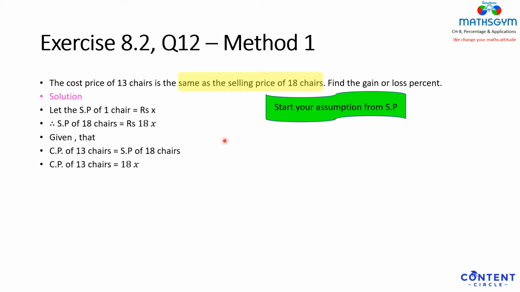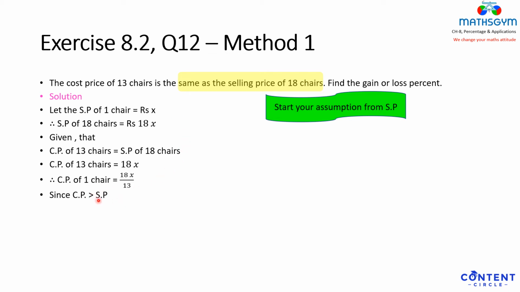Now we can find out the cost price of one chair, which is equal to 18 upon 13 X. We have an option, we can convert this into decimal, but as of now in this method, which is method number 1, let's go with the fraction as it is, 18x upon 13. So CP of one chair we have got, and SP of one chair we have assumed as rupees X. Now since we know that CP is greater than SP.